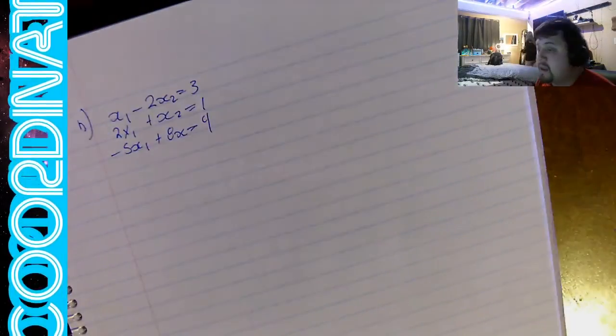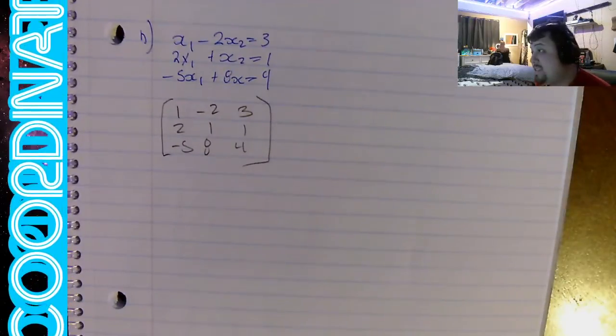And H. We're going to have x1 minus 2x2 equaling 3, 2x1 plus x2 equaling 1, negative 5x1 plus 8x2 equaling 4. This looks a little bit more fun, like it won't take us half a second to finish. So we're going to put this in our matrix: 1, negative 2, 3, 2, 1, 1, negative 5, 8, 4.